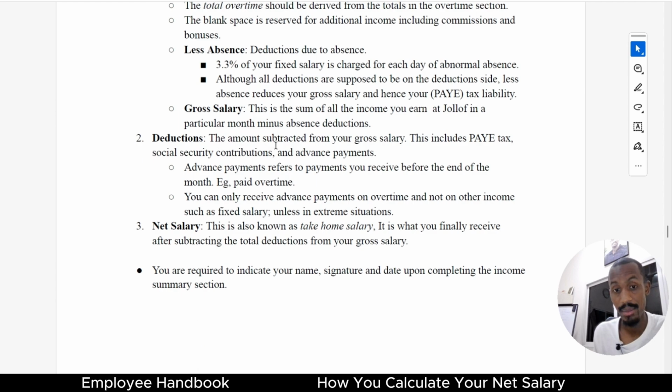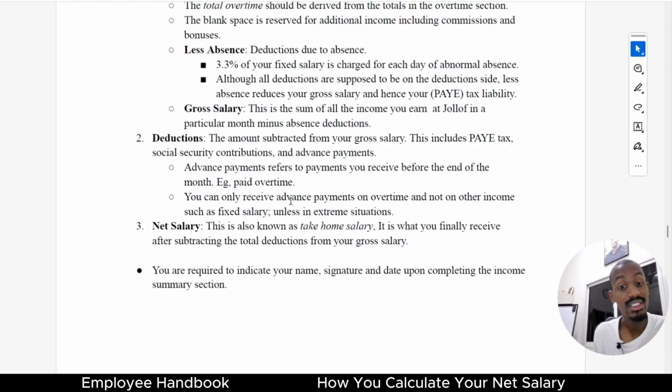Deductions are the amount of money subtracted from your gross salary. This includes PAYE tax, social security contributions, and advance payments. What are advance payments? Remember, this is the money given to you before the end of the month, and mostly it's supposed to be overtime. Advance payment refers to the payment you receive before the end of the month, e.g., paid overtime.